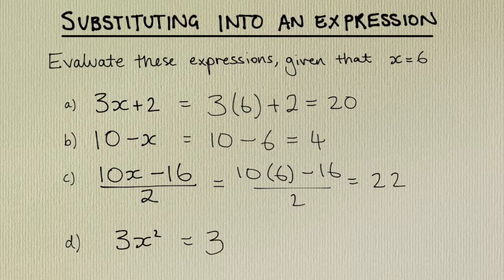The last one, again, exactly the same process. Start writing out that expression just as if you're repeating it. When you get to x, put 6 in where the x is. So that's actually going to be 6 squared. Alright, what's 6 squared? That's 36. That's going to be 3 lots of 36. 3 lots of 36, 90, 108. So 90 plus 18, 108.